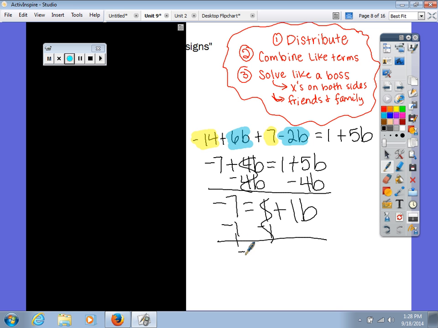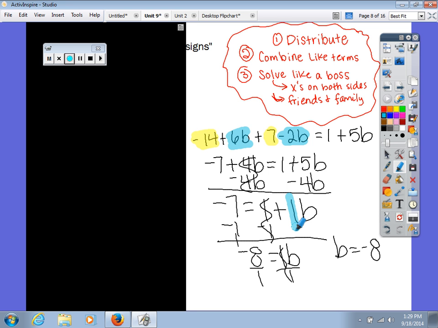And you would have negative 8, I'm sorry about that line, equals 1b. And then you just divide by 1. And negative 8 divided by 1 is negative 8. And once again, you see this part right here with this 1b. You don't have to write that 1b. It's not necessary. You can go ahead and just put plus b if you want.